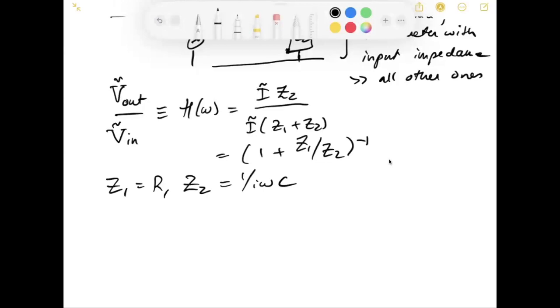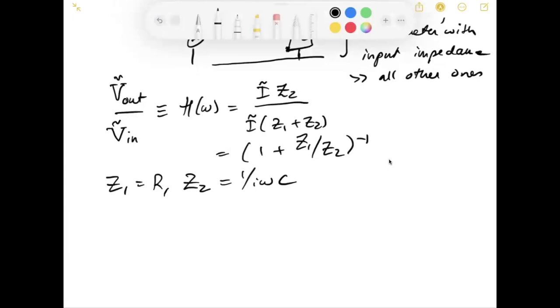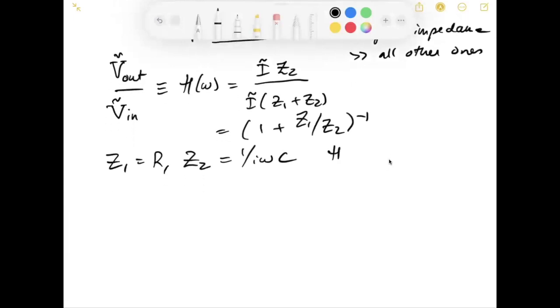Now, in the limit of omega going to 0, that thing is 0. And that means you add it to 1, and the transfer function is 1. Okay, so H is 1. And in the limit where omega goes to infinity, it's 0. So this is what we mean by a low pass filter.